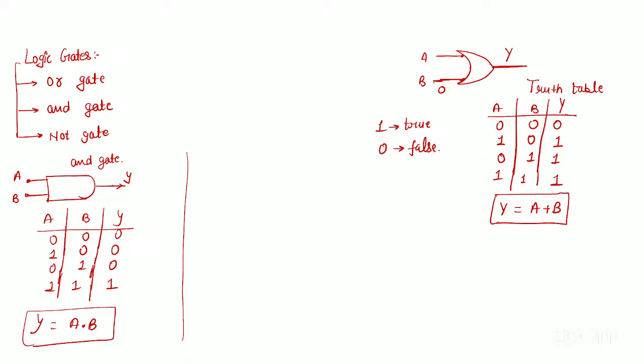So if A is 1, B is 1, then only it will return 1. If A is 0, B is 1, Y will be 0. If A is 1, B is 0, then also it is 0.